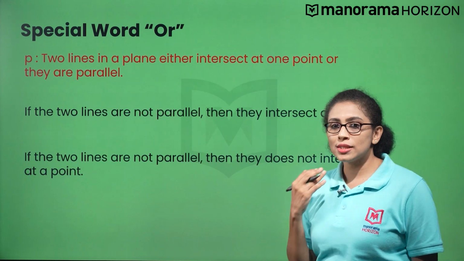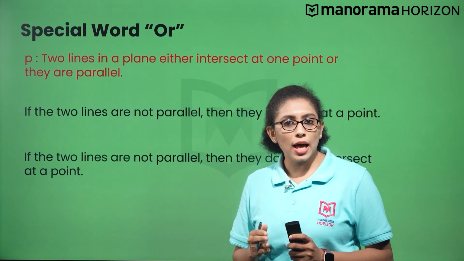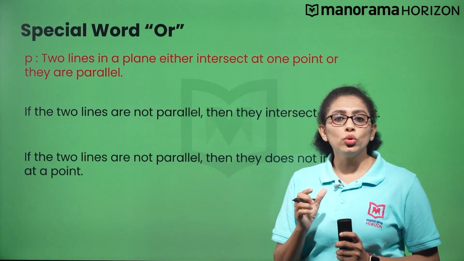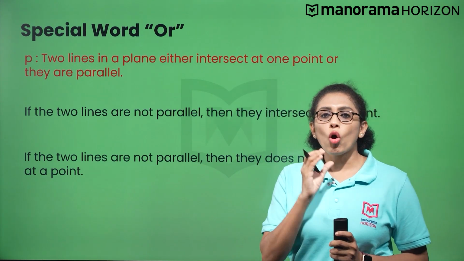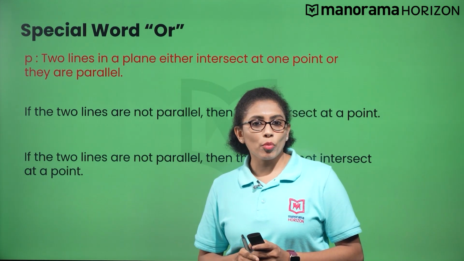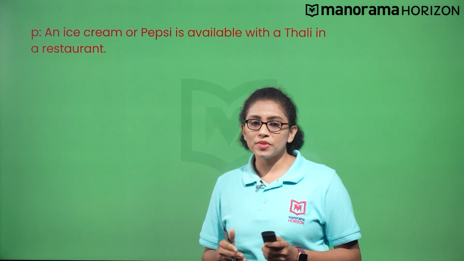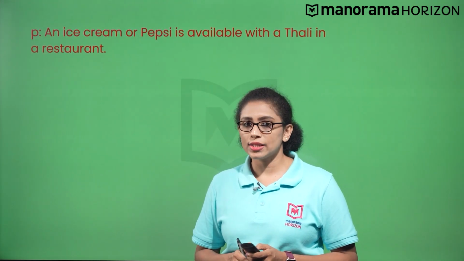In order to understand the statements with "or", first we need to notice whether the word "or" is used as inclusive or exclusive in the statement. Now, let us discuss this with more examples. An ice cream or Pepsi is available with a thali in a restaurant.